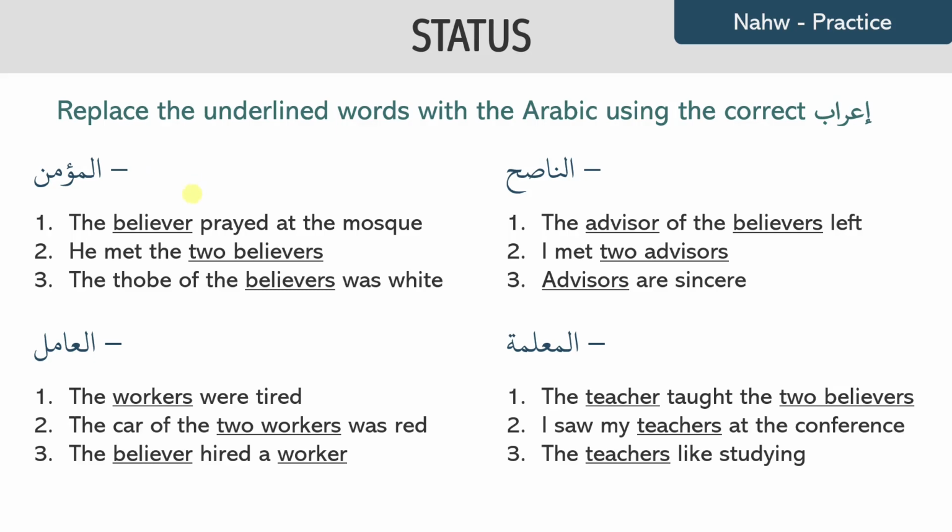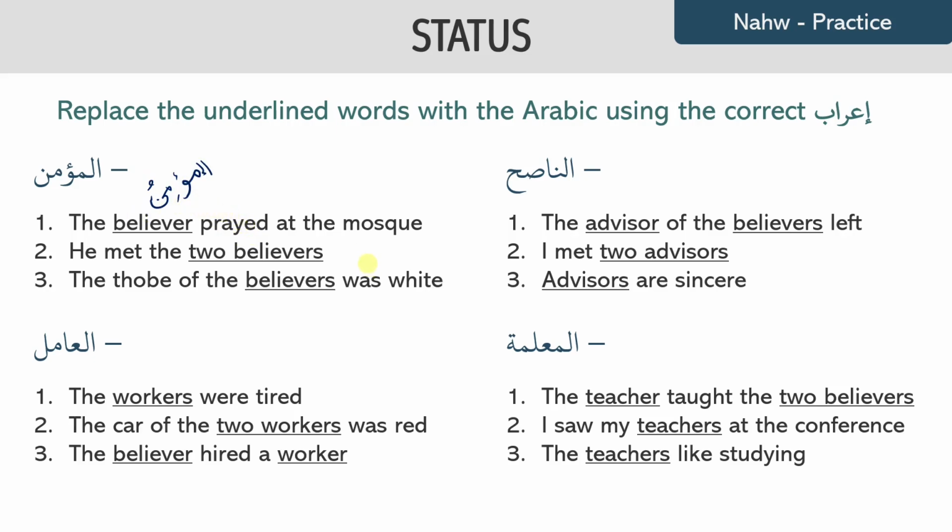The believer prayed at the mosque. The believer is the doer of the action, which means it's going to be in the rafa state. It is also singular, so I'm going to be looking at the mufrad column. So it's going to be mu'minun, al-mu'minun. The believer prayed at the mosque.